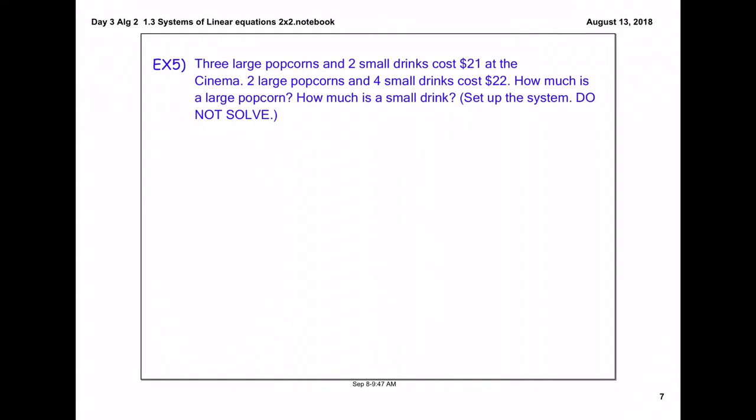Example 5 says 3 large popcorns and 2 small drinks cost $21 at the cinema. 2 large popcorns and 4 small drinks cost $22. How much is a large popcorn and how much is a small drink? We just need to set up the system and not solve it. So the first thing we need to do is we need to know what we're talking about. We're talking about popcorn and we're talking about small drinks.